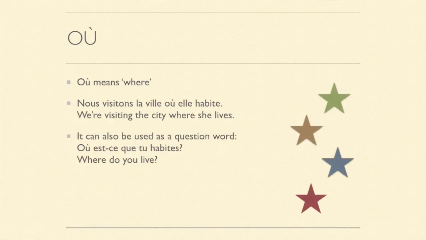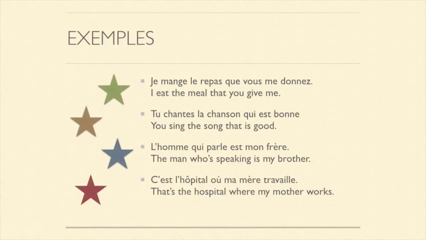And then we have où, which means where. Even when it's in a question, it still means where. So for example, in the middle of a sentence, we would see nous visitons la ville où elle habite. We're visiting the city where she lives. And then finally, this is what it would look like if it was in a question, as we've already learned. Où est-ce que tu habites? Where do you live?